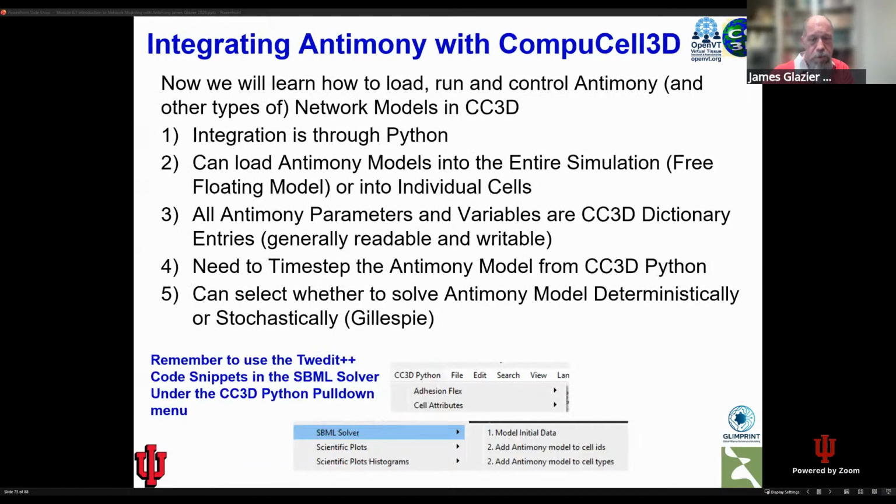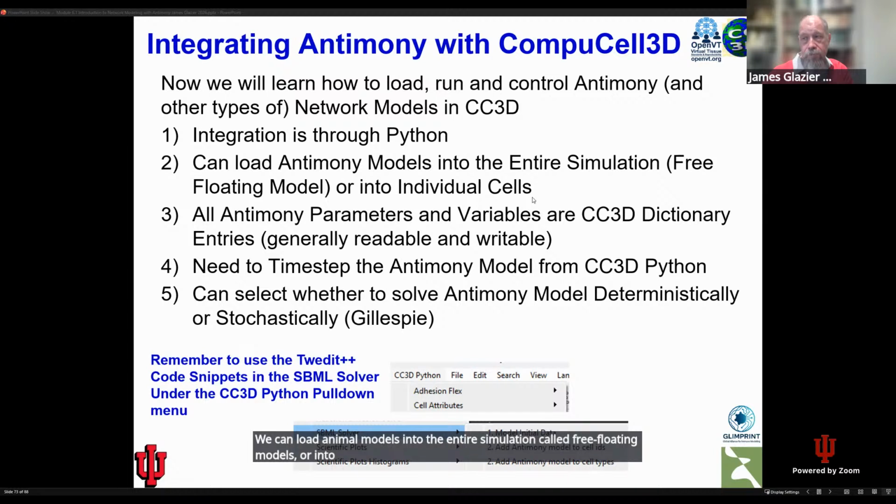Now I'm going to talk a little bit about integrating Antimony with CompuCell. We're going to have to learn how to load models and step them. Integration is through Python. We can load Antimony models into the entire simulation, called free-floating models, or into individual cells. All Antimony parameters and variables are CC3 dictionary entries. They're readable and writable. We don't have to do a get or a put. They're all there.